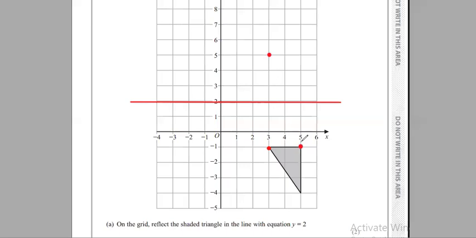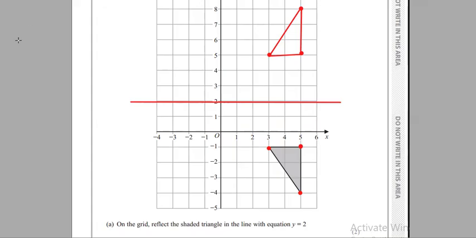Same idea with this point. The distance is 3. So I have to go 3 boxes and plot the point again. Now this point here, the distance between the point and the mirror line is 6, 3, 3. So we go 3, 3, and we plot the point. And then at the end, we just connect the points together and we draw the new shape like this. So this is the place of the new shape, or the image of the old shape. And this image is reflected on the line y equals 2. And this is the idea of the whole question.